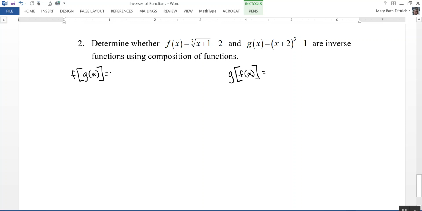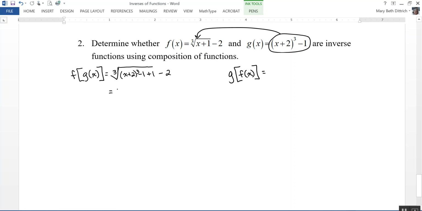So this is a little more complicated because we have some cube roots here. So I'm going to draw some circles. I need to take g of x and put it into f for x. So that's going to be the cube root of, and instead of x, I'll write x plus 2 cubed minus 1, so that's x, and then here's the plus 1 that's also under the cube root sign, minus 2. So that's putting g into f.